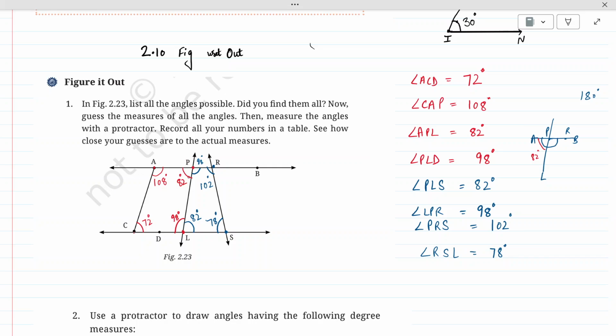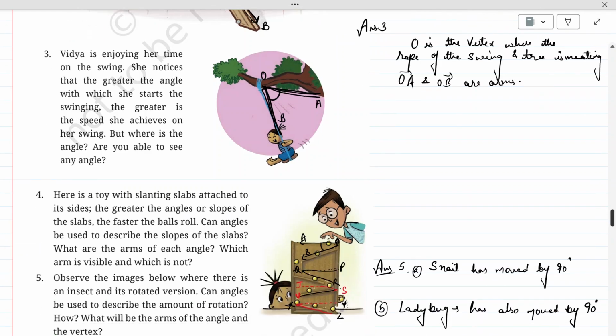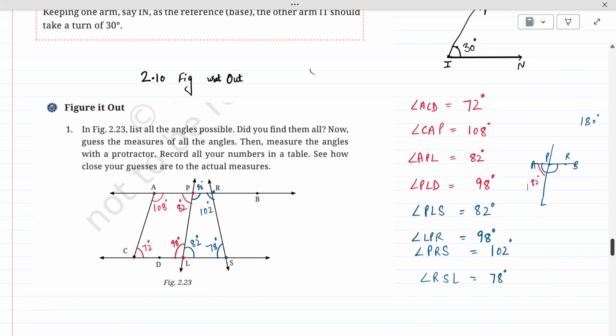So we can do it this way also. Just find out directly. You don't need a protector in that case. But then you should know one angle. Then only you would be able to subtract from 180. And we will be subtracting from 180 only if it is a straight line. Okay? So this was one thing. This was the question where we have to find out the different angles here.